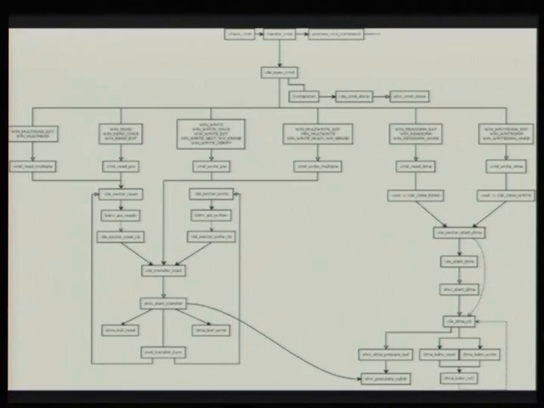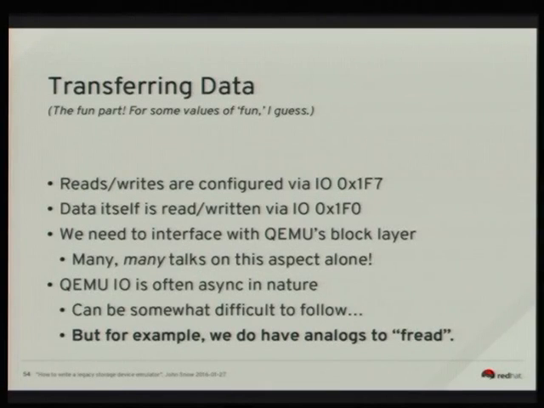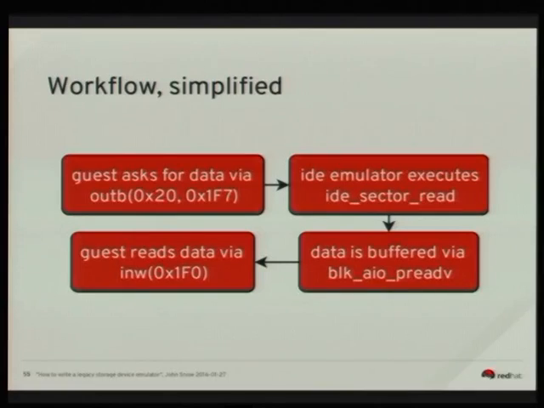This is literally the chart I made for myself when I started working on the ATA device to help myself understand the flow of everything, but we don't need to worry about that. We do have simpler versions that we can use. So for instance, here is the simplified version of what's happening with an IDE device. The guest is going to ask for data via the I/O port 1F7 using the read command. The IDE emulator will intercept that via that port I/O list that we registered. We're going to buffer it using block AIO preadv currently, which is going to read from our block layer, like the actual host storage, and it will buffer that data in the I/O state for us.